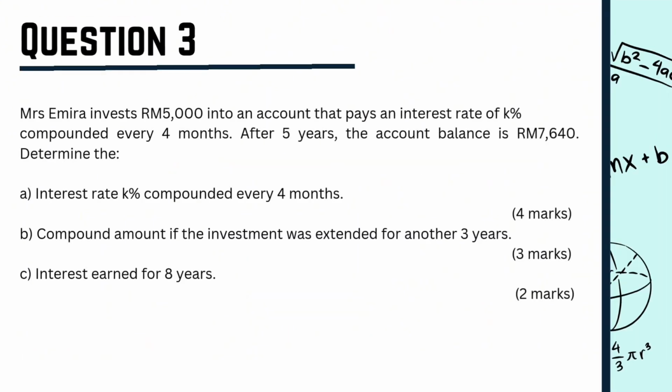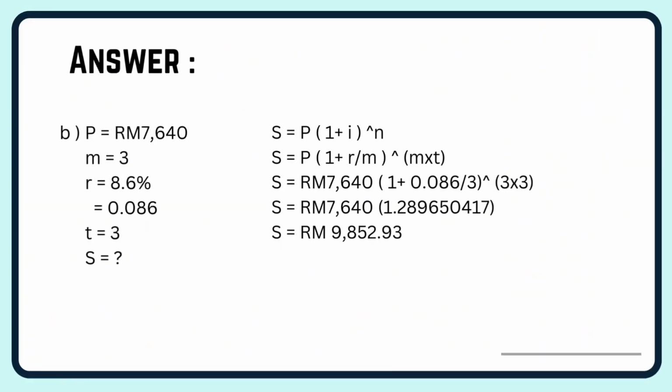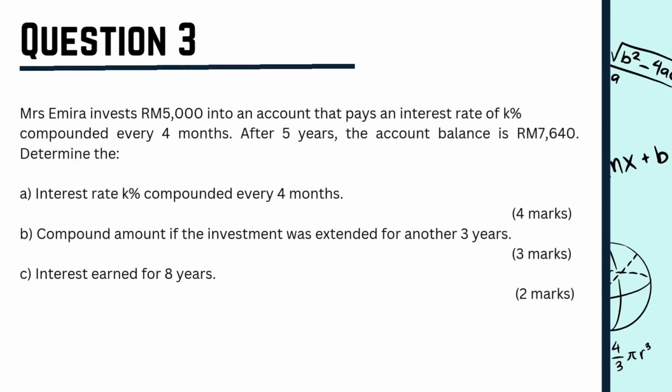So we move to the next question, which is B, compound amount if the investment was extended for another 3 years. So for this question, we need to find the S. So the keyword is P equals 7,640, M equals 3, R equals 8.6%, T equals 3, and we need to find the S. So we just substitute into the formula, which is S equals P bracket 1 plus i and the power of n. So the final answer is 9,852.93 cents.